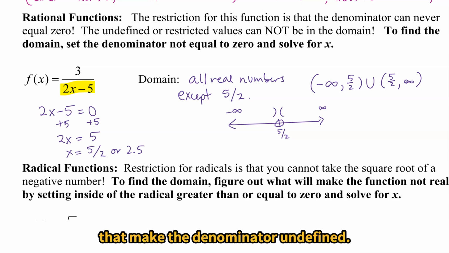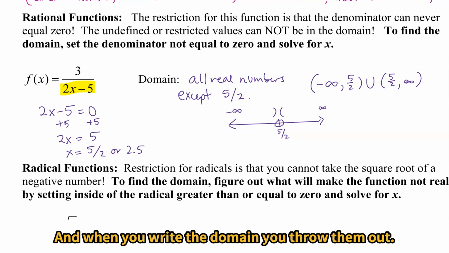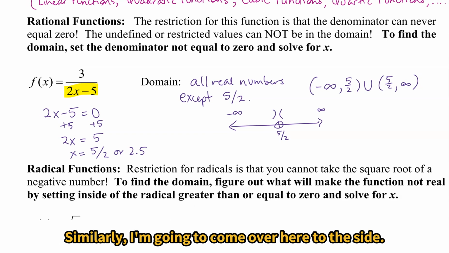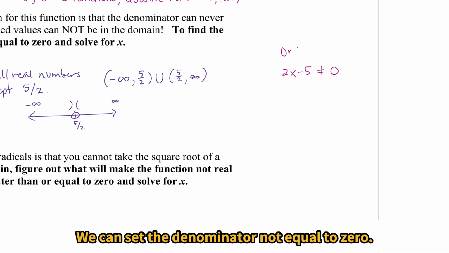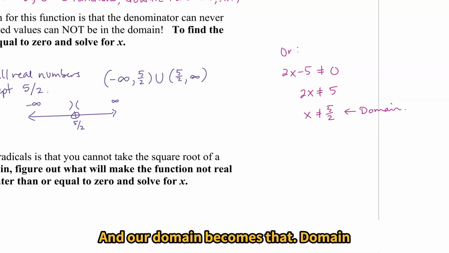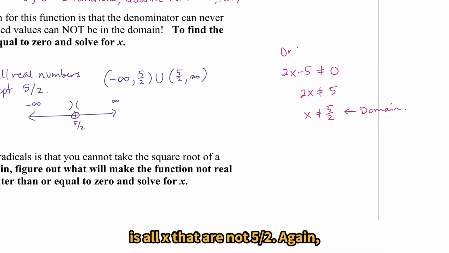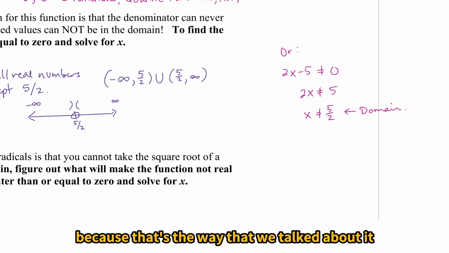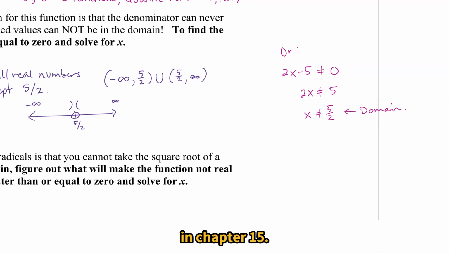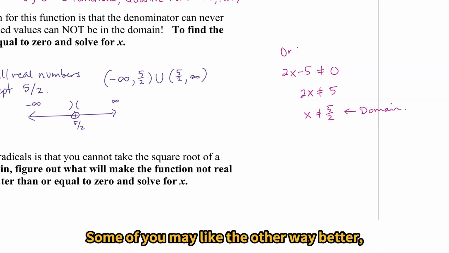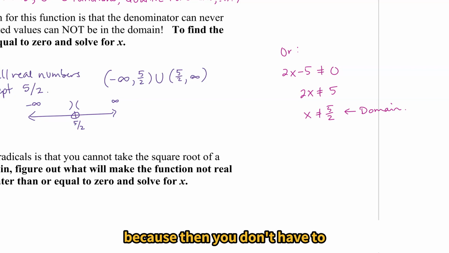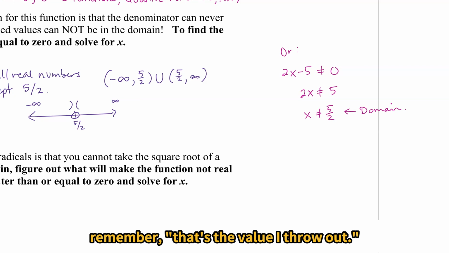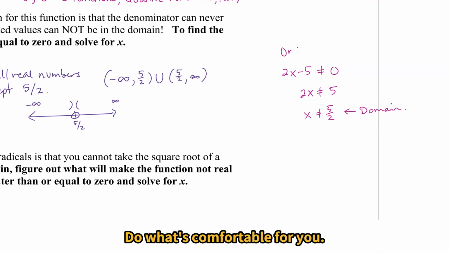Find the values that make the denominator undefined, and when you write the domain, you throw them out. Similarly, I'm going to come over here to the side. We can set the denominator not equal to 0, and our domain becomes that. Domain is all x that are not 5/2. And again, why am I telling you both? Because some of you will connect with the first way because that's the way that we talked about it in chapter 15. Some of you may like the other way better because then you don't have to remember that's the value I throw out. Do what's comfortable for you.